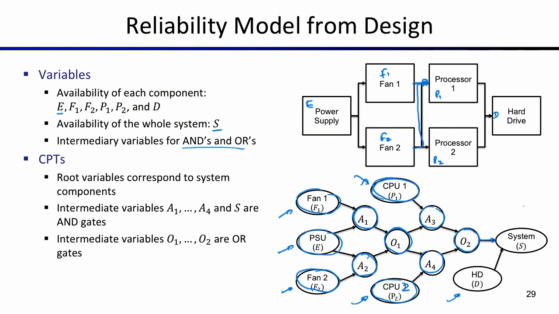So this is going to be a little bit different. We're calling this variable S, and it is going to represent the availability of the entire system. This variable is an AND gate. It's going to be the AND between the availability of everything that comes from here and the hard drive. If both are available, then the entire system is available.